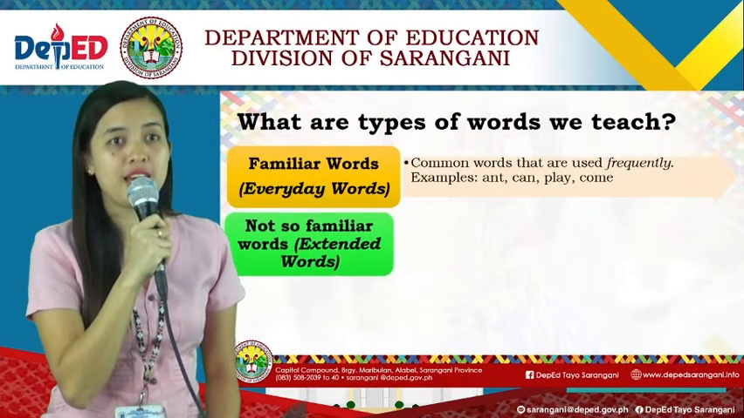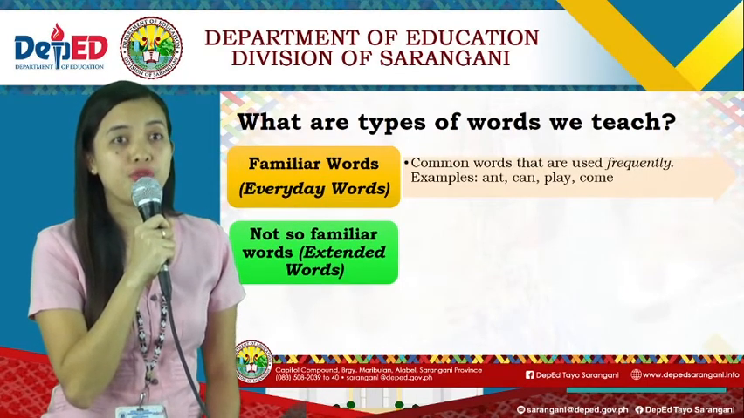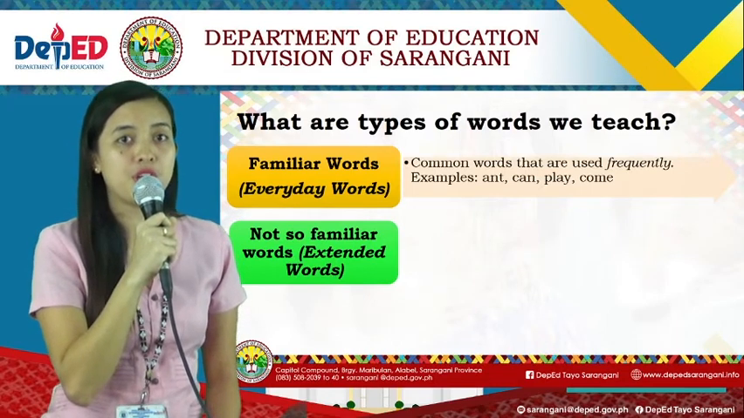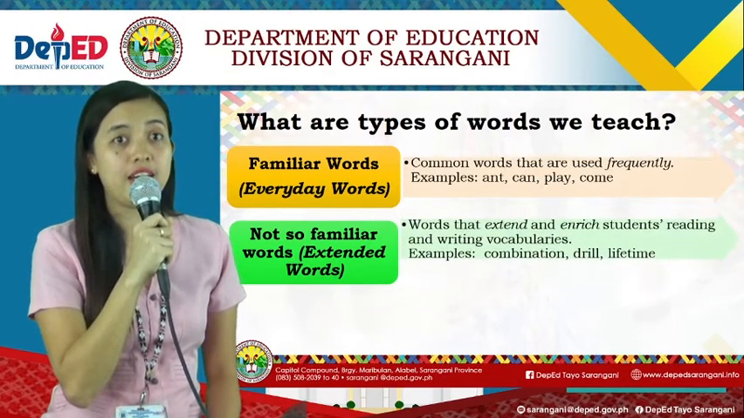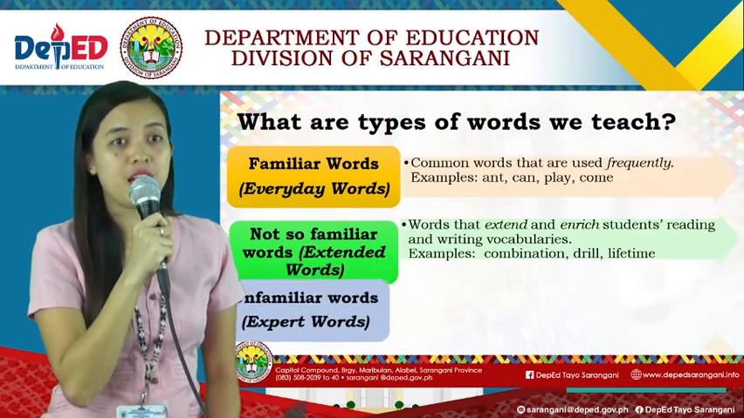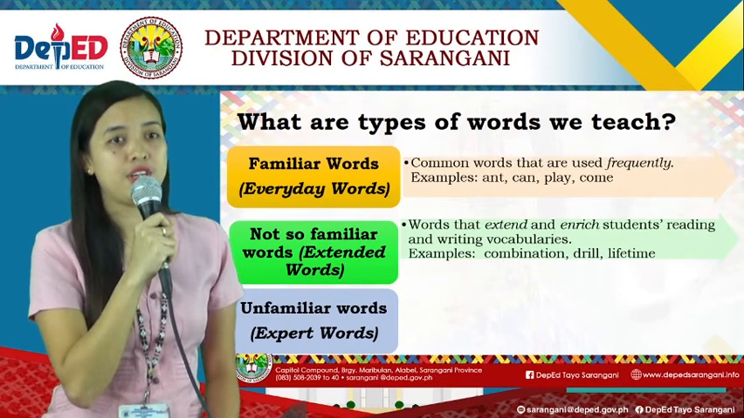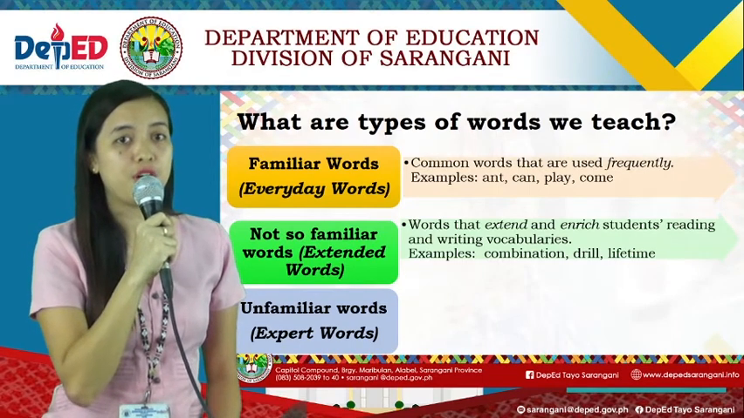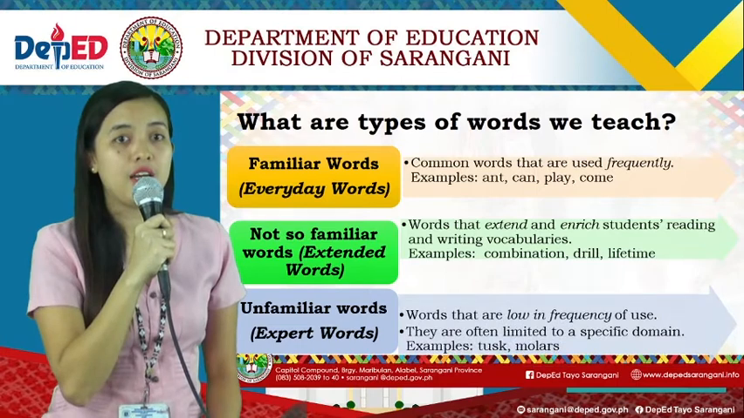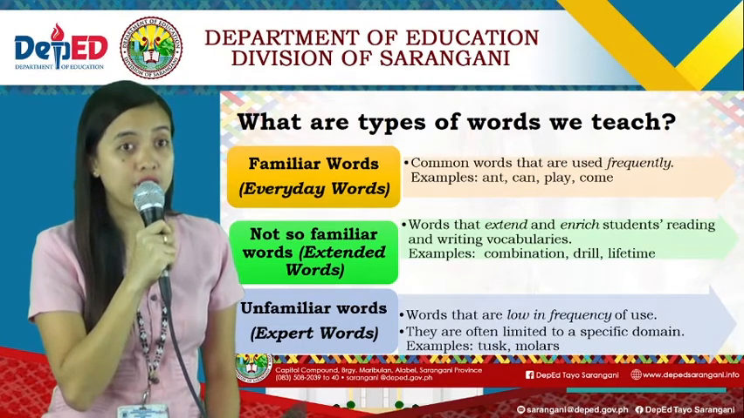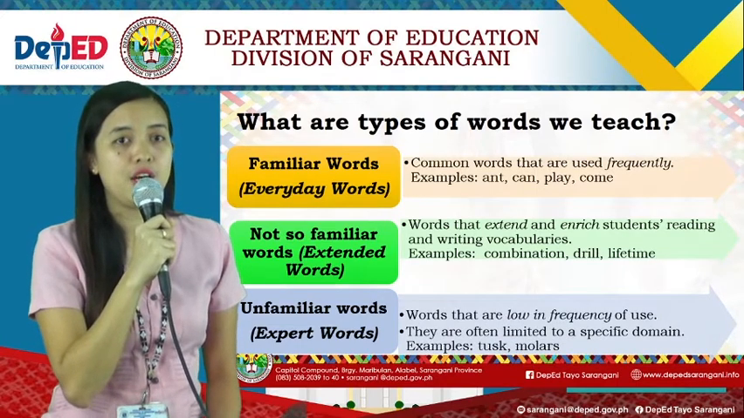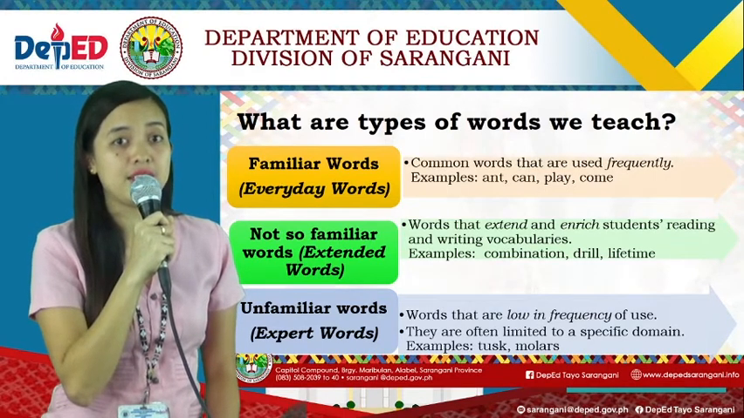We also have these extended words or the not so familiar words. Examples of this are combination, drill, and lifetime. These extended words help to enrich students' reading and writing vocabularies. And the last one, we have the expert words and the unfamiliar words. These are of low frequency in use, but again, these are very important for the future use of our kids. So they are often limited to a specific domain, just like the words task and molars.